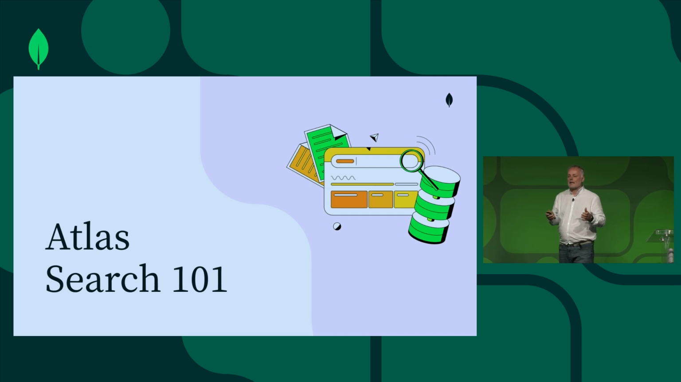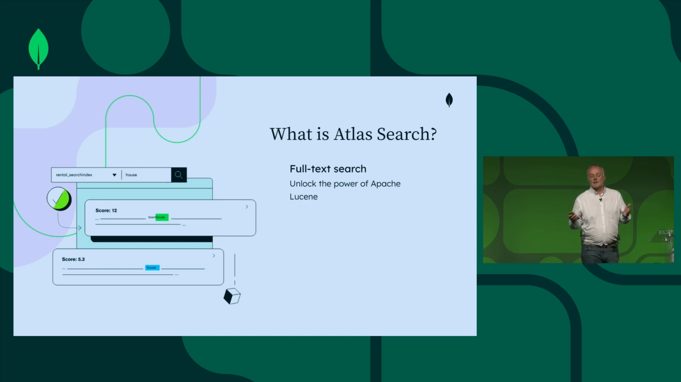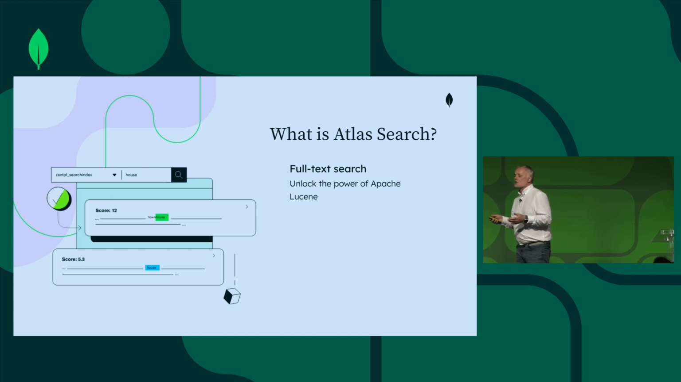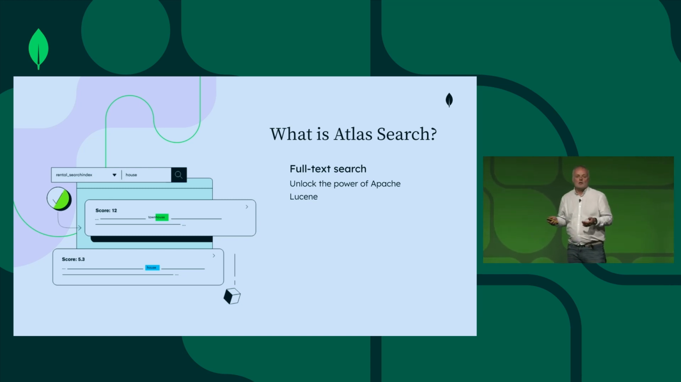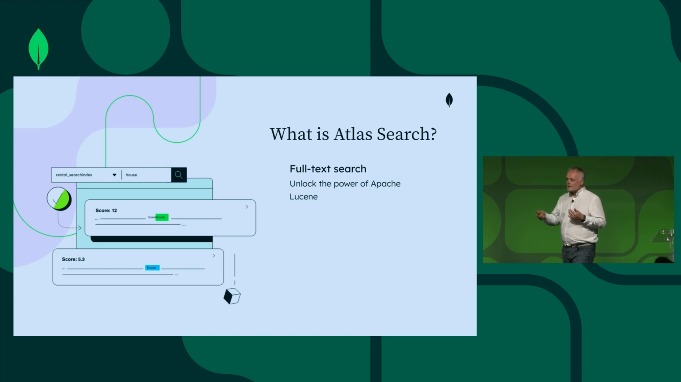So let's start with a quick Atlas level set. What is search anyway? So Atlas Search is full text search. And we've built Atlas Search on top of the Apache Lucene search engine project. So this is the same search engine that most search products use. So if you've used Elasticsearch, if you've used Apache Solr, if you've searched the Apple website, if you've searched Slack or Facebook, Lucene is the search engine that's doing the hard work.